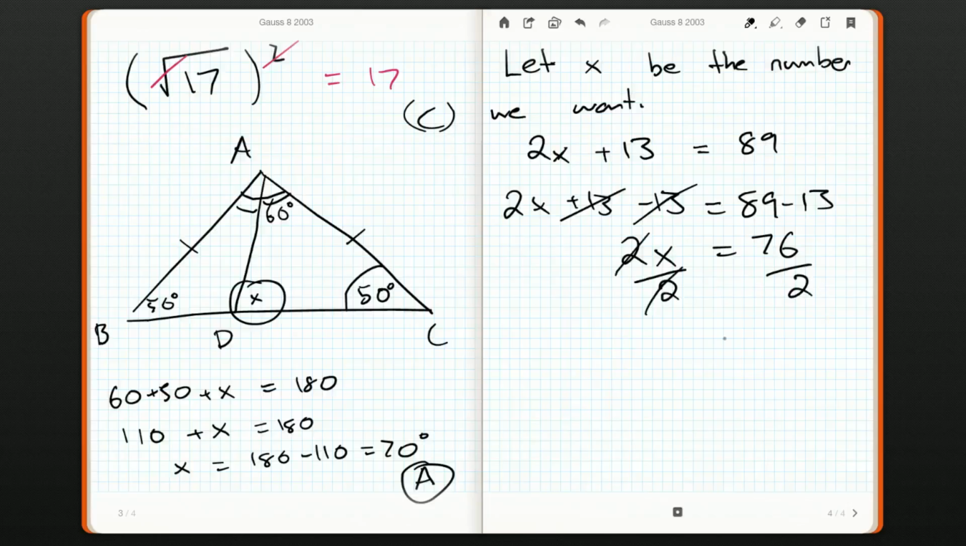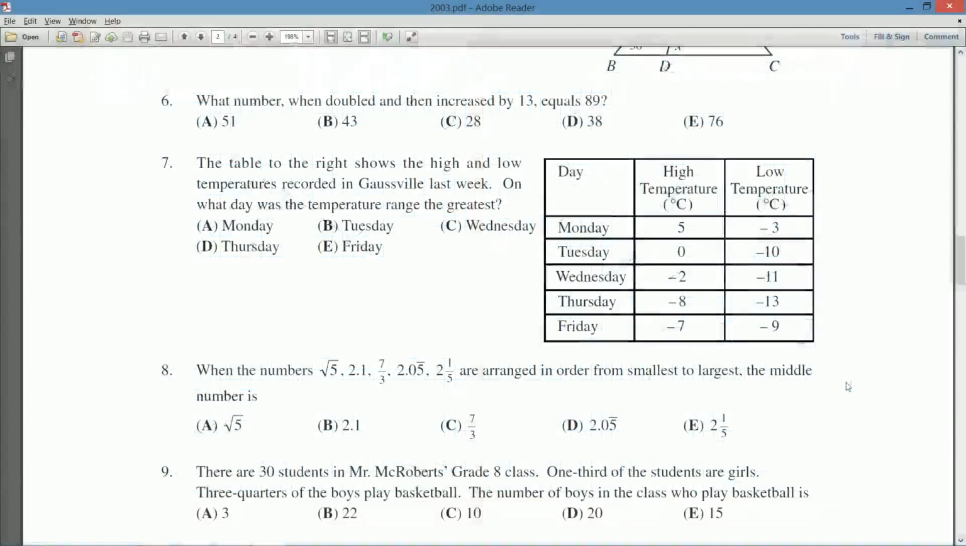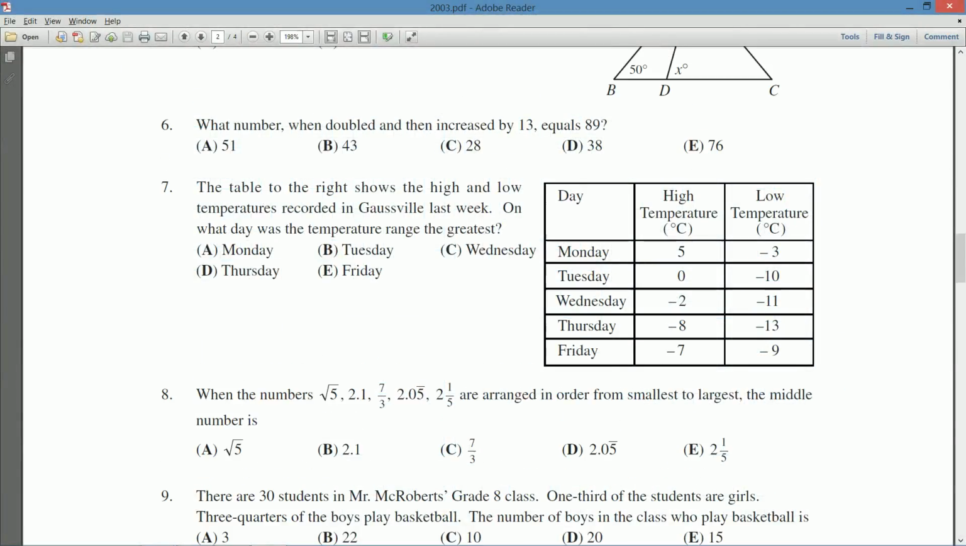So 76 divided by 2, well, that's 38. And over here, we just have our x. So x is equal to 38. Hopefully, that's one of our answers. There it is. It's D. So 38.